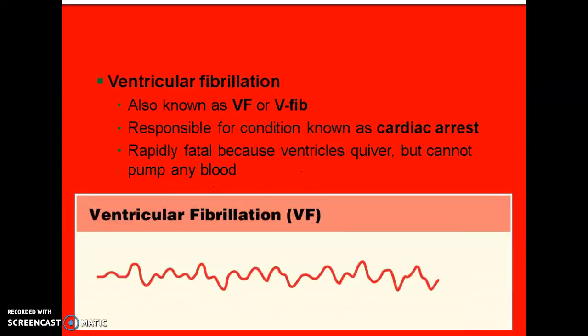And here's the bad guy, ventricular fibrillation. So fibrillation is that quivering, also known as VFib, and this is responsible for a heart attack or cardiac arrest. Because the ventricles are quivering, they are not pumping blood anymore.